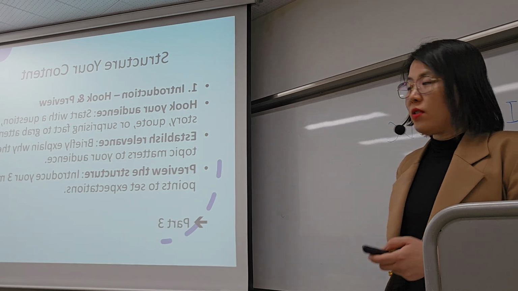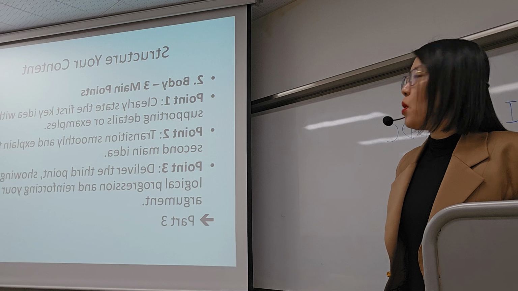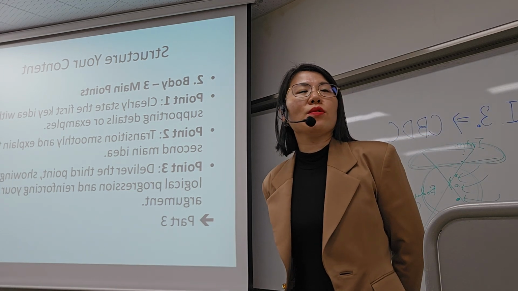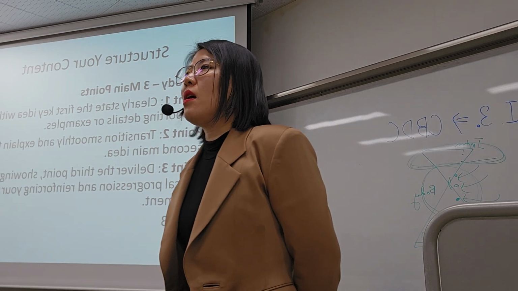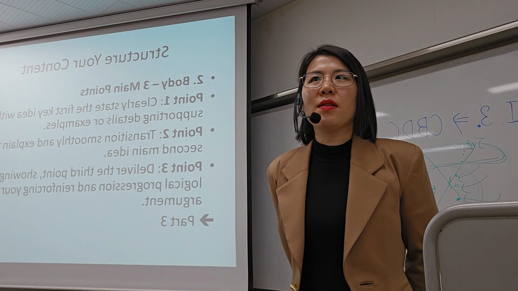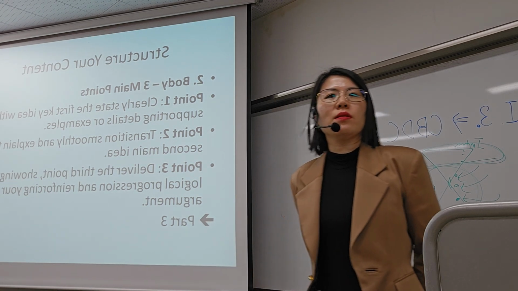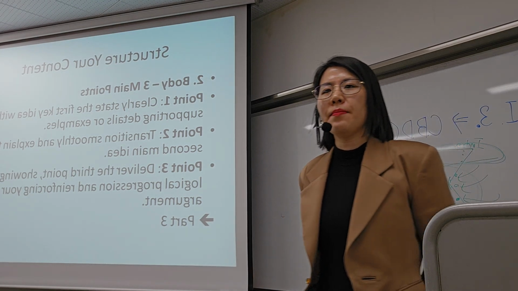Okay, let's move on to the next point, which is on the body. 3 main points. It could be 2, 3, or 4, but just for general ideas, I think it's good to start with 3 points. Whose turn is it? Hassan?